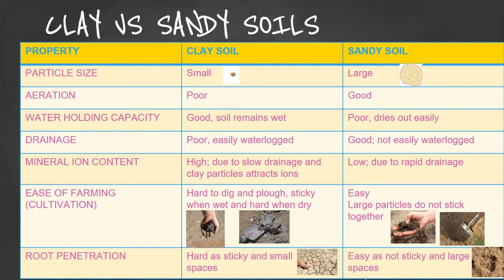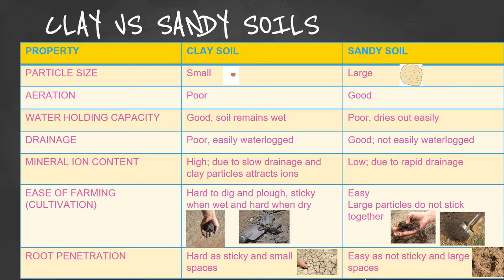So it gets easily waterlogged, meaning water gets trapped easily in it, versus sandy soil. The sandy soil is good in its drainage because it's not easily waterlogged due to its larger spaces. So you can see that it's pretty much the opposite. The water holding capacity is good in clay soil, but its drainage of the water is poor. That makes a lot of sense, right?